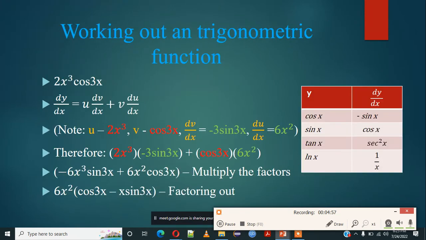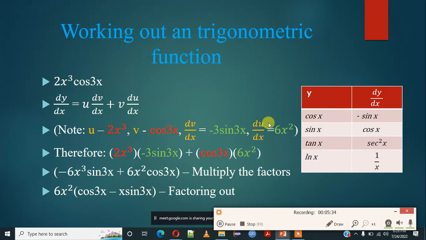Therefore, our first trigonometric function will be 2x cubed cos 3x. On the right, we have a table we can use to do differentiation of particular trigonometric functions. Therefore, cos x will give you minus sin x, sin x will give you cos x, tan x will give you sec squared x, and ln x will give you 1 over x.